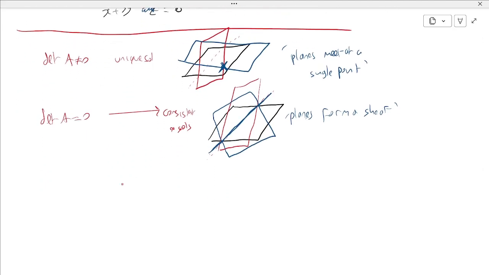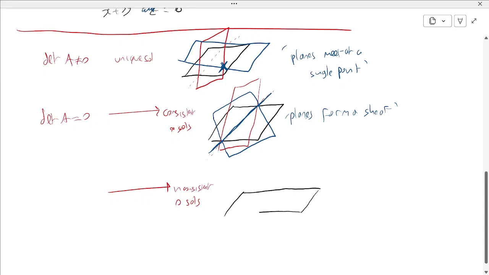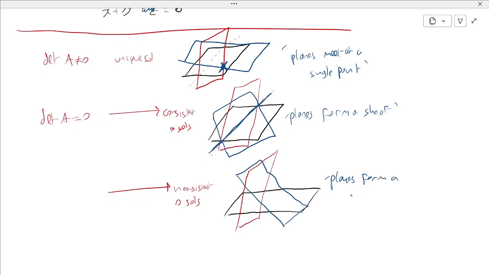The second interesting case was when the determinant was 0, but it was inconsistent with no solutions. Again, ignoring any possibilities of parallel planes, the only way you can have three planes, non-parallel, non-equal, where there are no common points of intersection, is if they form a triangular prism. So the planes form a prism. You can see there's no point common to all three. They form a triangle, essentially. It's a prism because it's 3D, but it's essentially a triangle.